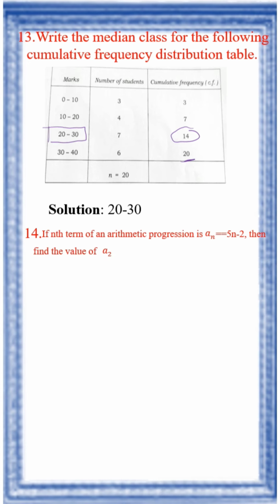If the nth term of an arithmetic progression a_n is equal to 5n minus 2, then find the value of a2. Instead of n, put 2: 5 into 2, 10, 10 minus 2. How much is it? 8.